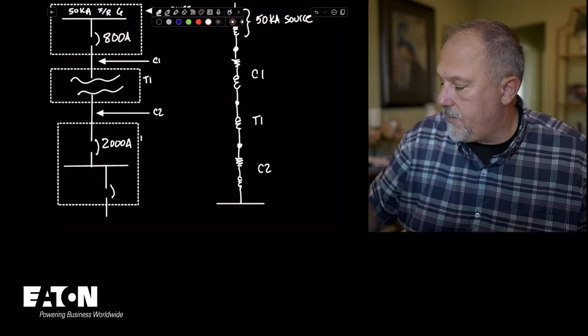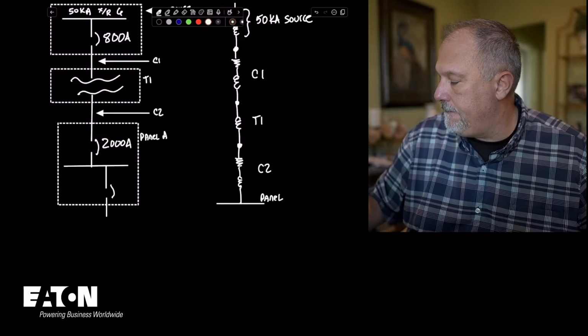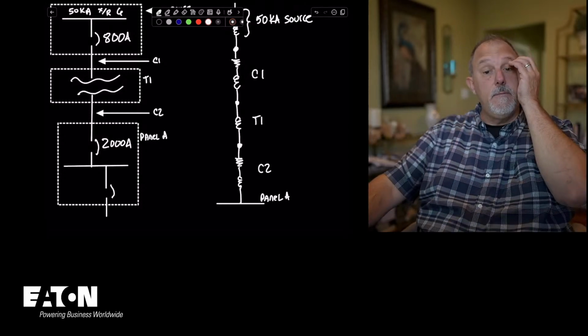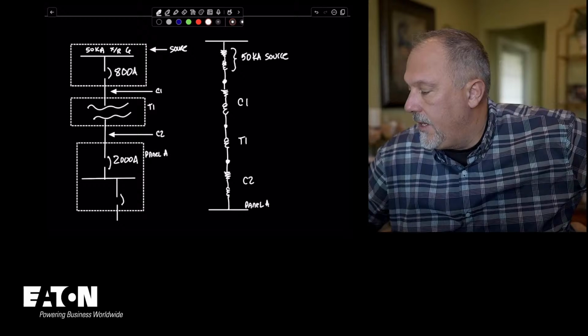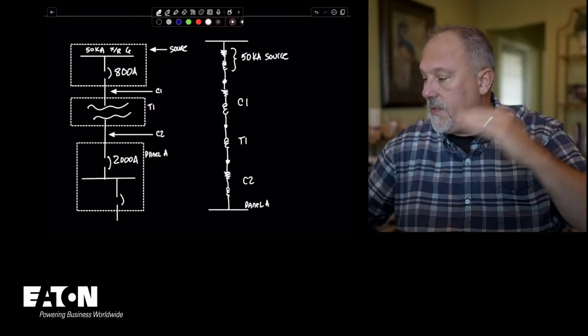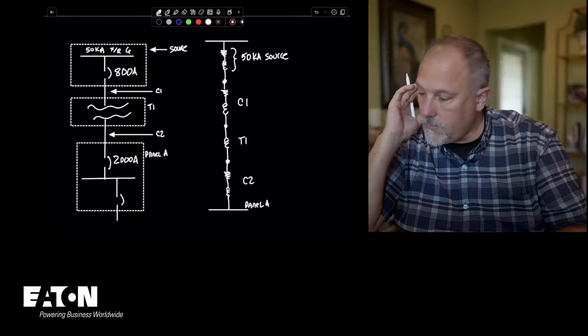And we'll say this is panel board. This is panel A, and this will be panel A. All right. So that is our impedance diagram. We have to convert each of these components into an impedance.